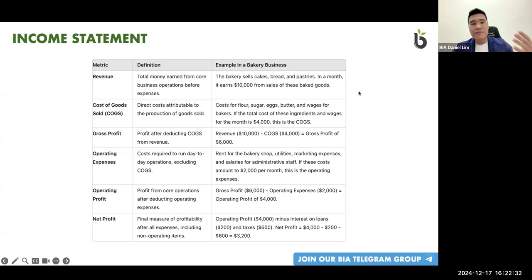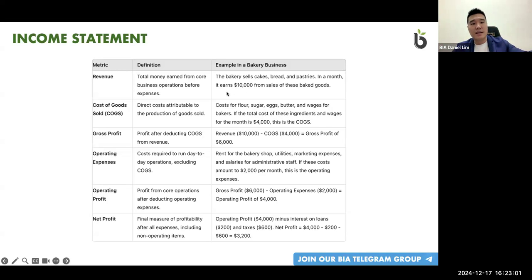Of course, after that revenue, you need to minus the cost of goods sold. That means the cost needed to produce the goods, the direct cost attributable to the production of goods sold. For example, in our bakery business: flour, sugar, egg, butter, and the wages of the bakers. You need to add everything here to minus it off from the revenue. This is what we call the cost of goods sold. In my example here it is $4,000.